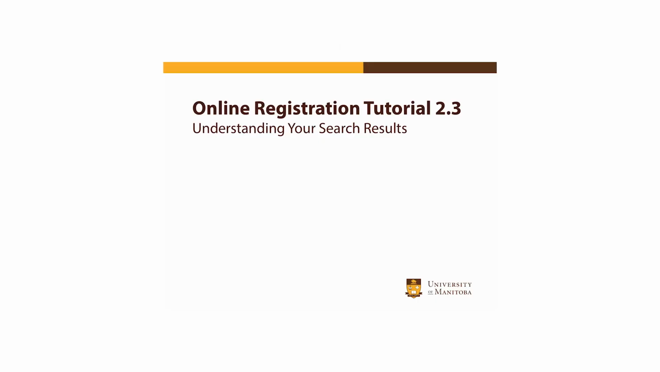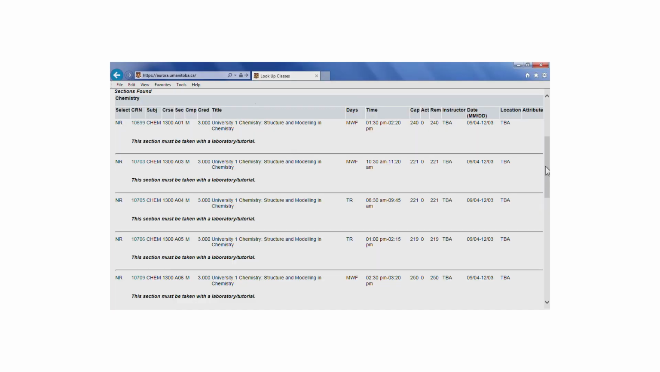For this tutorial, we're going to take a closer look at the search results for Chemistry 1300. Our search results will show each section of the course that's available in the selected term. Let's look at what everything means.